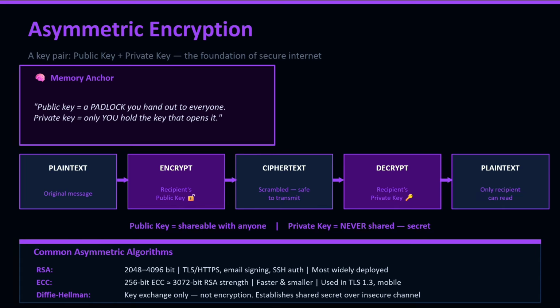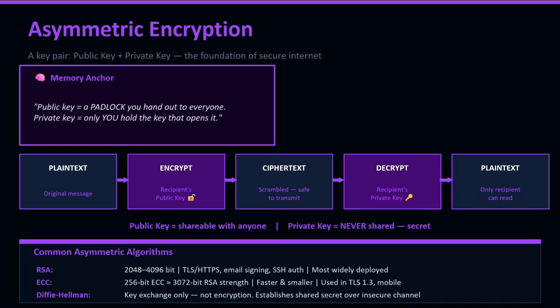For algorithms, RSA is the most deployed asymmetric algorithm in the world. When you visit any HTTPS website, RSA is likely involved in the initial key exchange. Key sizes of 2048 or 4096 bits are standard. ECC is elliptic curve cryptography. A 256-bit ECC key provides roughly the same security as a 3072-bit RSA key, with dramatically faster computation. Because of its speed and security, ECC is gaining more ground, and it is also favored by TLS 1.3. For Diffie-Hellman, it's a little bit special.